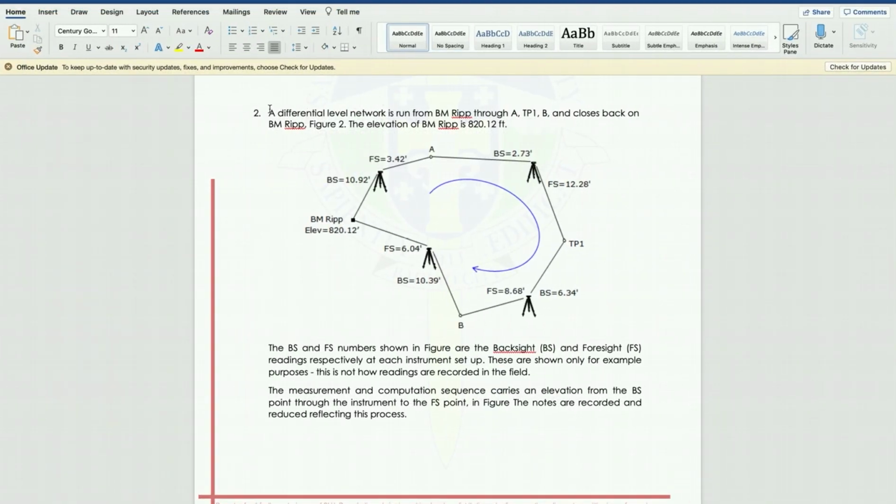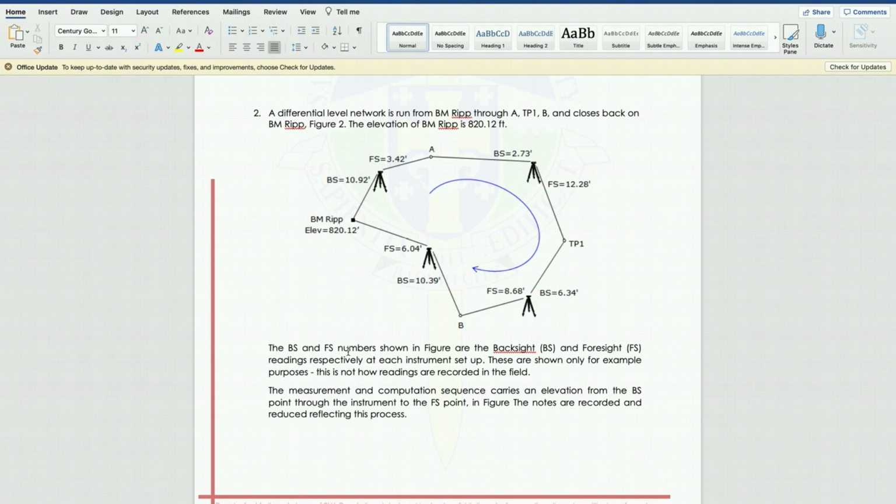Okay, so we have here problem number 2. A differential level network is run from BMRIPP through A1, TP1, B, and closes back on BMRIPP on figure number 2. So the elevation of BMRIPP is 820.12 feet. And we also have here our backsight and foresight readings.